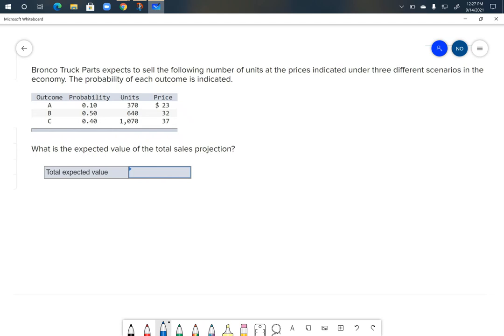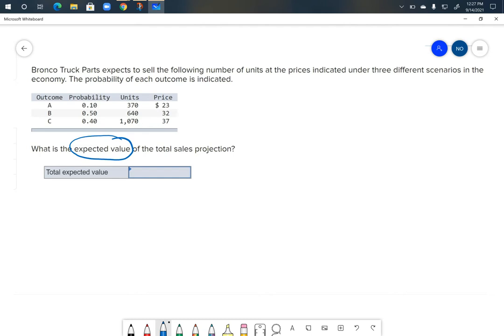So let's look at this example on how to compute expected value. In this example, we've been given the outcome A, B, C, its related probability, the number of units being sold, and the price of each item or each unit.